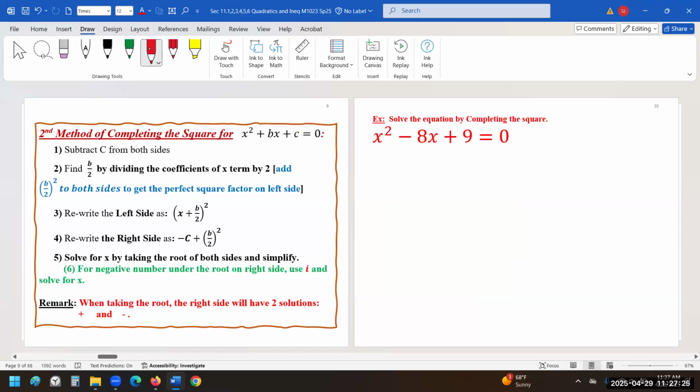So now let's do some examples. We have x squared minus 8x plus 9. That 9, we don't care about. First of all, it looks like it's factorable, right? Can you factor it? Two numbers that multiply to 9 and add to negative 8. It does sound like it's factorable. 9 times 1 is 9, 9 minus 1 is 8, right?